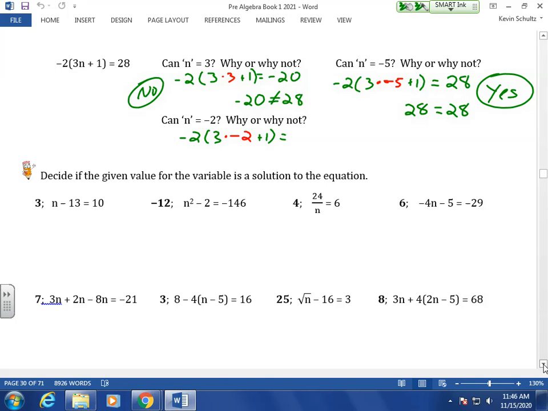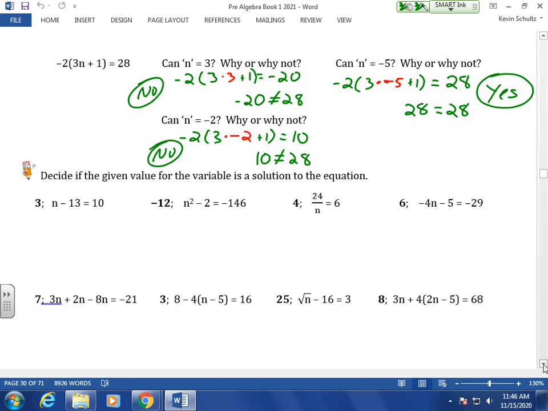3 times negative 2 is a negative 6. Negative 6 plus 1 is negative 5. Then we multiply by the negative 2. Negative 5 times negative 2 is positive 10. 10 does not equal 28. So negative 2 doesn't work. Okay.